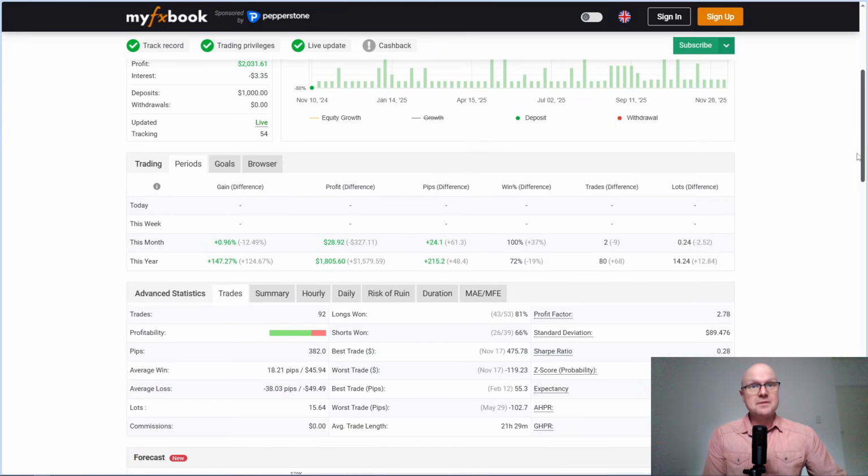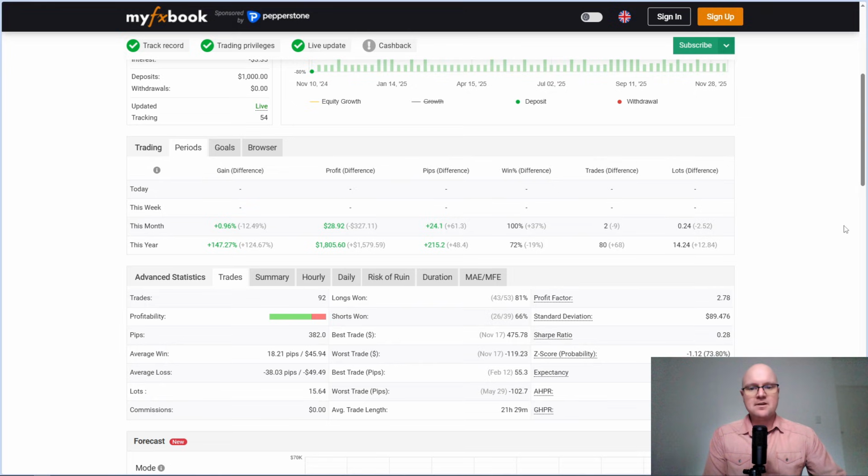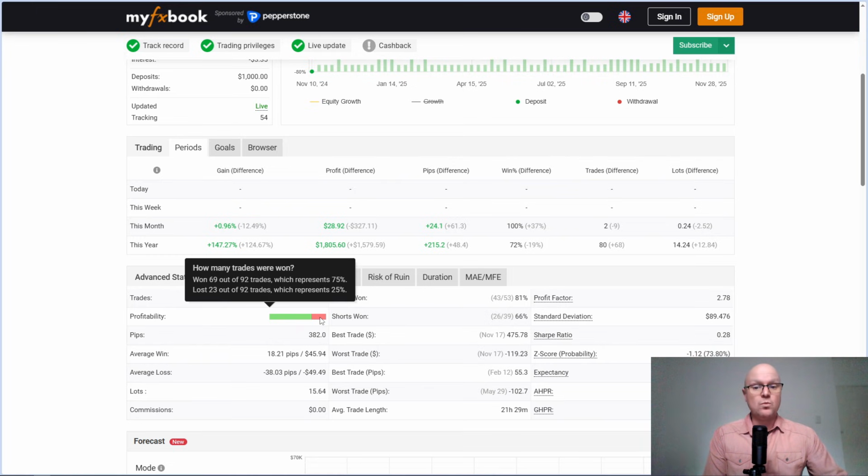Now, if we explore some of the advanced statistics of the Market Master EA, like I said before, it's not a high frequency trader, and over this track record has only placed 92 trades, which is something I like because I don't prefer these high quantity traders. So out of the 92 trades, it's won 75% of these with a total profit factor of 2.78. It also has a positive expectancy of 4.2 pips and a good ratio between the average win and average loss.